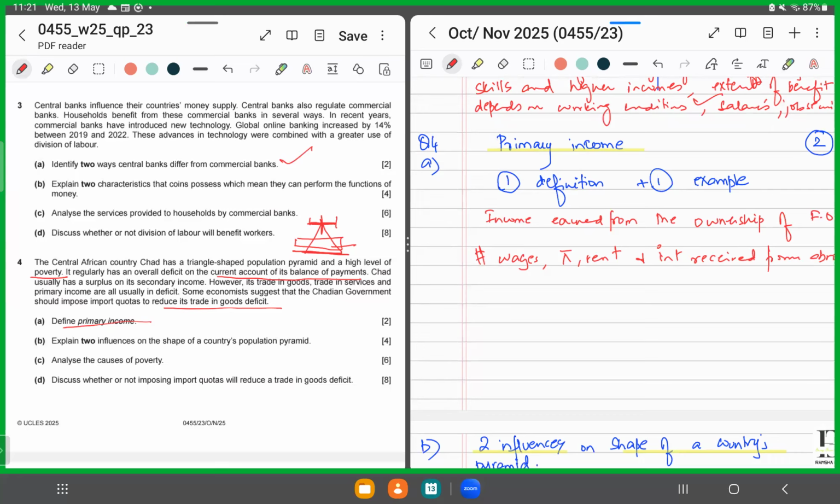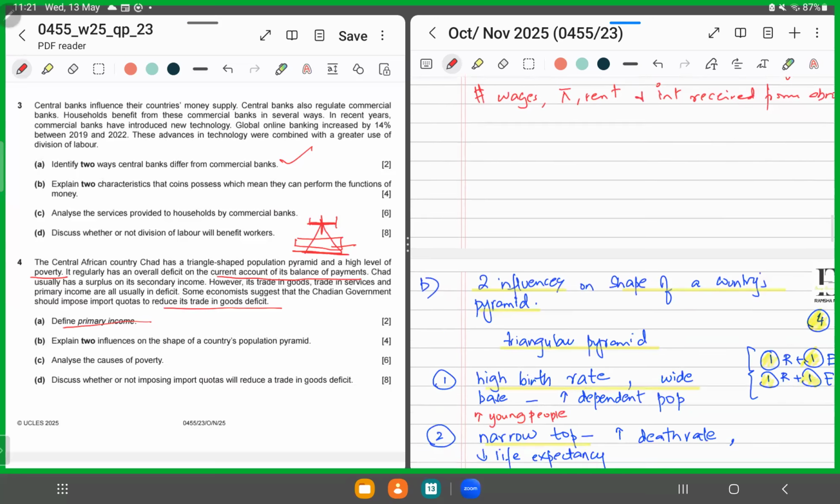For instance, if a Chadian worker is working in the UAE and sends the salary back, this is primary income for Chad. And if a company in Chad pays interest to a foreign bank, this is a primary income outflow. So in the balance of payments, primary income would be recorded as money earned from abroad for factor services and money paid abroad for factor services. I hope this is clear. If you answer this question in this way, providing the definition and citing the examples, you're going to get the full 2 marks. Moving forward, part B.